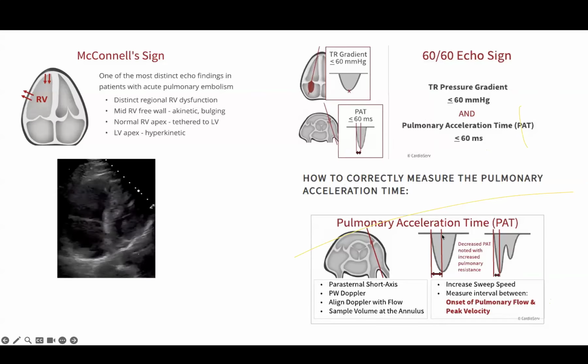For pulmonary acceleration time, you need to keep it in the parasternal short axis, pulse wave mode, and align the Doppler with the flow. You need to keep this parasternal short axis a little high up, at the level of the second to third intercostal space. That's when you will be able to visualize this kind of image. All right. Once you get the view of the pulmonary artery, you can place the pulse wave Doppler over it, and based on that you can assess the velocities.